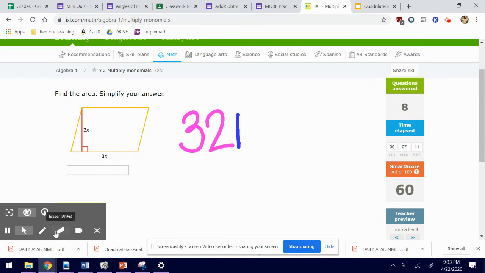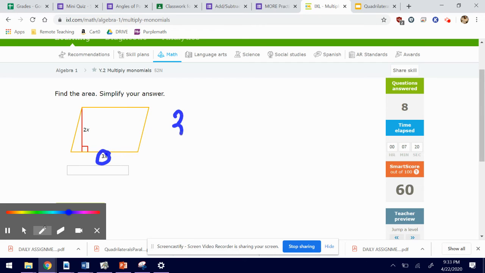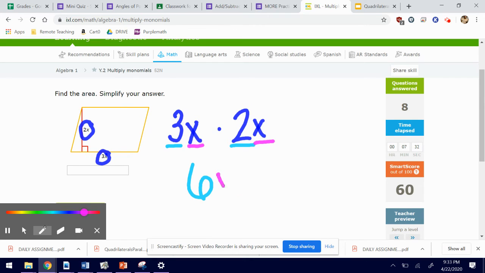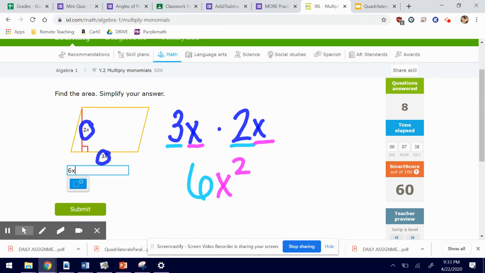Okay. All right, so I have another parallelogram. I'm just going to do base times height. So for this case, I'm going to have 3x times the height, which is 2x. 3 times 2 is 6. X times x is x to the second. So my final answer will be 6x to the second.